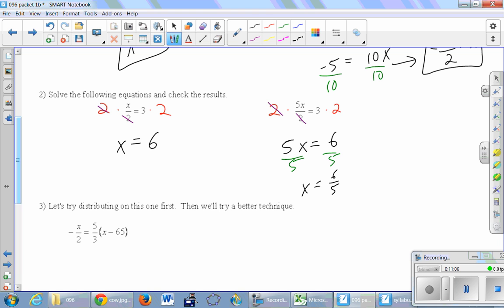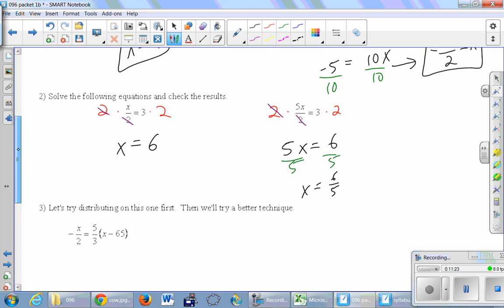Any questions on that one? Okay, let's take a look at 3. So 3 is worse than the ones that we just saw. Now there are fractions in 2 different spots, and there's also parentheses.